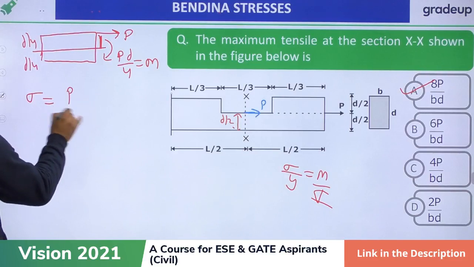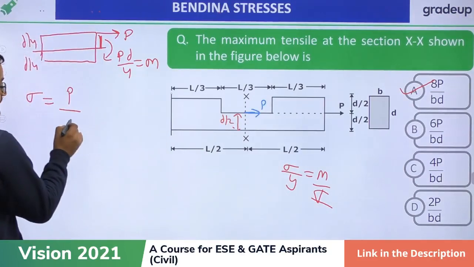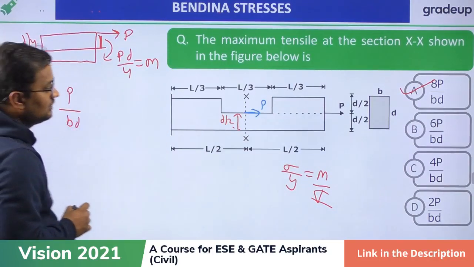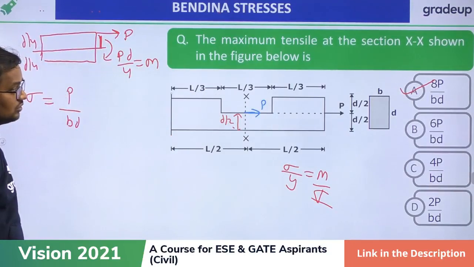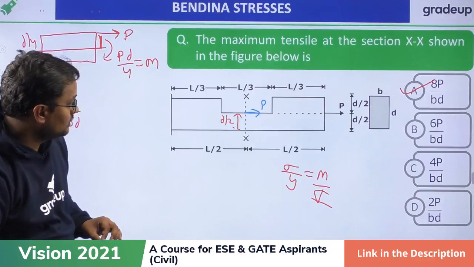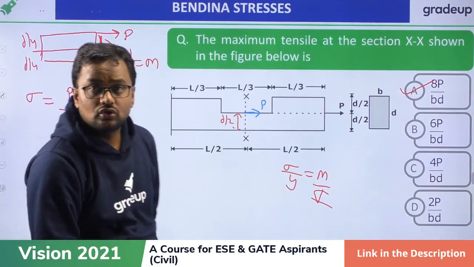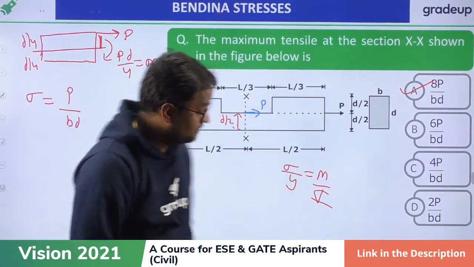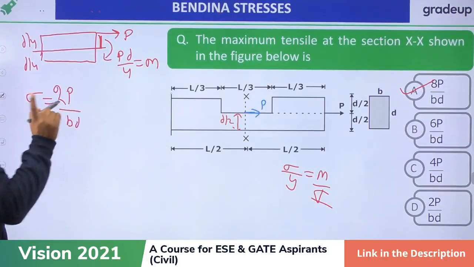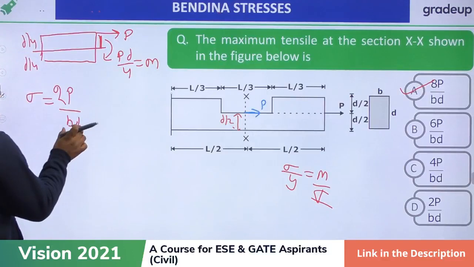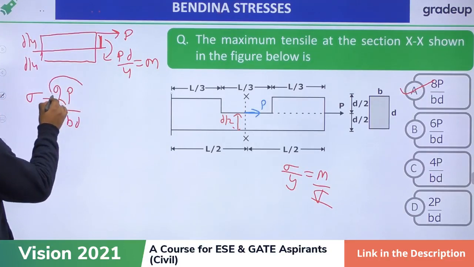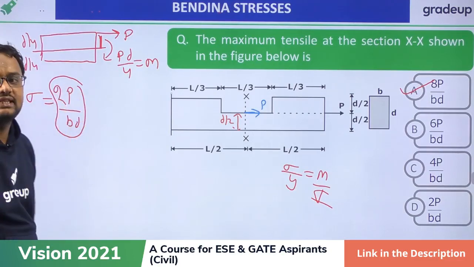So stress is force by area, P. Area is how much? B into D by 2. Oh sorry, B into D by 2. So it will be P by (B into D by 2), D by 2, not D by 4. Plus, this is not bending stress, this is simply force by area.